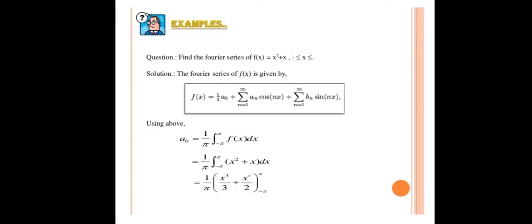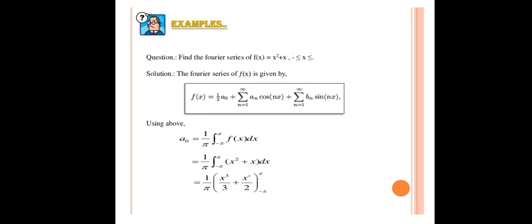Then an example for the even and odd functions of the Fourier series. First, find the Fourier series of f of x equal to x square plus x. The formula for the Fourier series is f of x equal to 1 upon 2 a0 plus summation of n equal to 1 to infinity an cos nx plus summation of n equal to 1 to infinity bn sin nx.